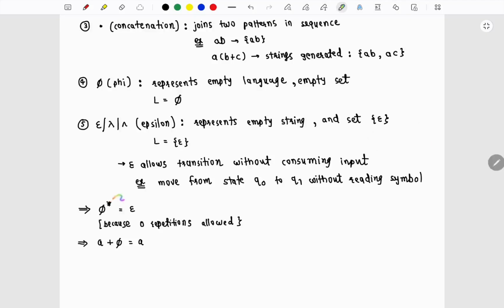Now let's see phi star. What does phi star mean? Phi star means epsilon, because phi means the empty language or empty set, and Kleene star of the empty set means empty. Empty means epsilon, because zero repetitions are allowed. That's why phi star equals epsilon. Now A plus phi is equal to A. Why? Because phi means the empty set. If we add A to the empty set, then what do we get? A itself.